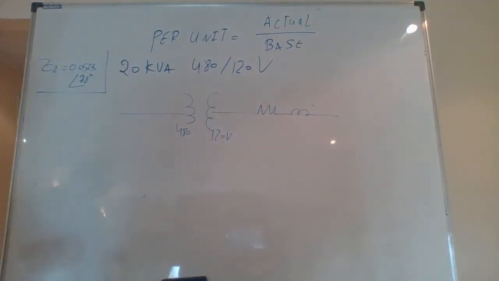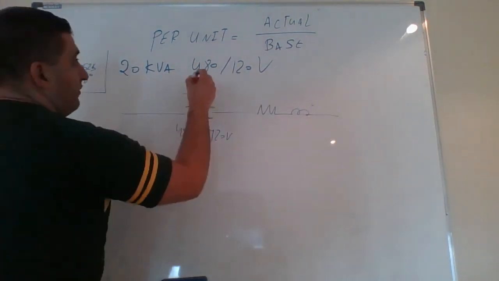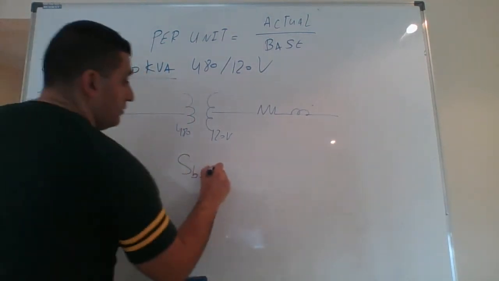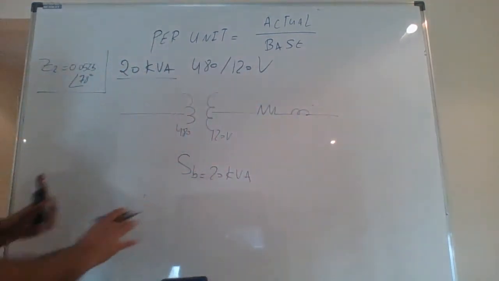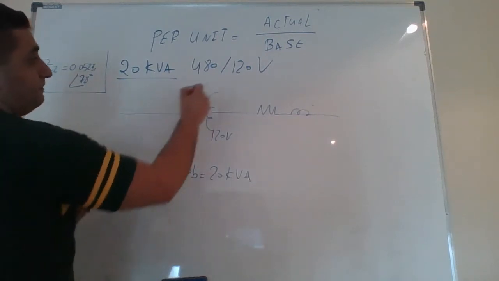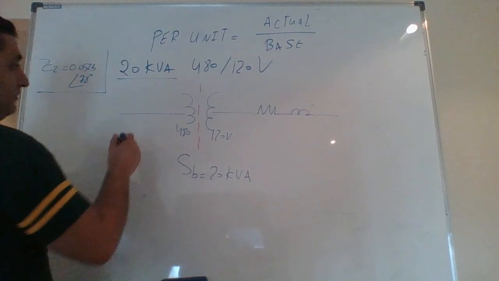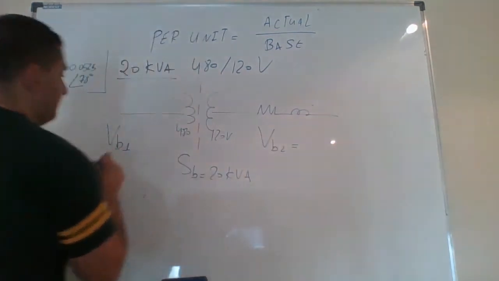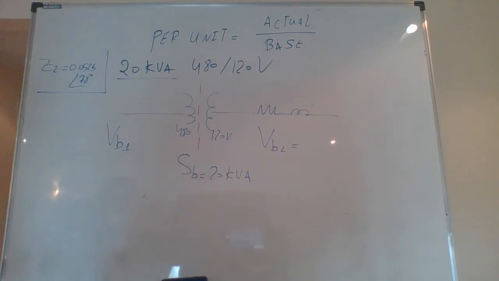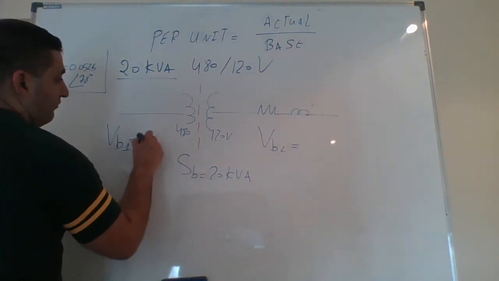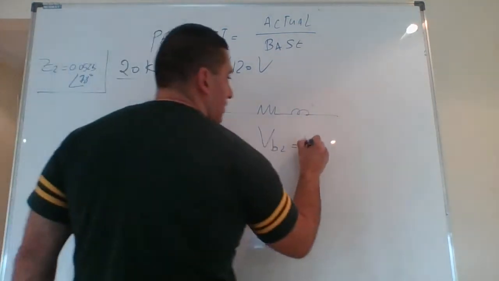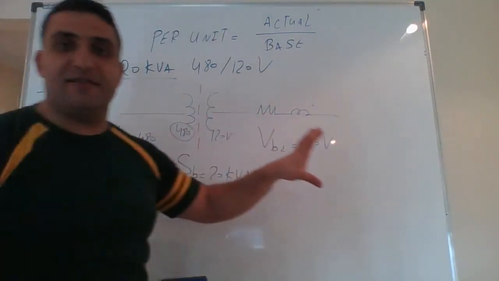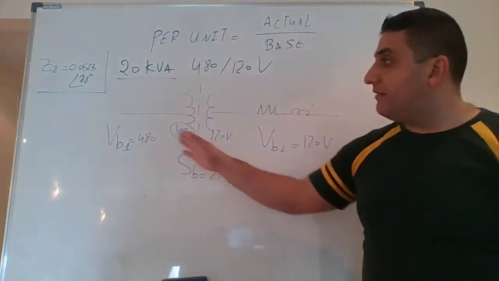Based on what I said before, I have to define S base. So I'll define, let me use a different color, S base will equal 20 kVA for the entire system. Because I have a transformer, I have to define V base 1 on this side and V base 2 on this side. I use 480 volt, the same rated value, for V base 1. For this side, I use 120 volt. I have one S base for the entire system, and then I have two base voltages.